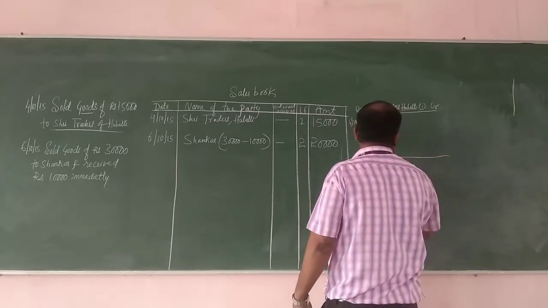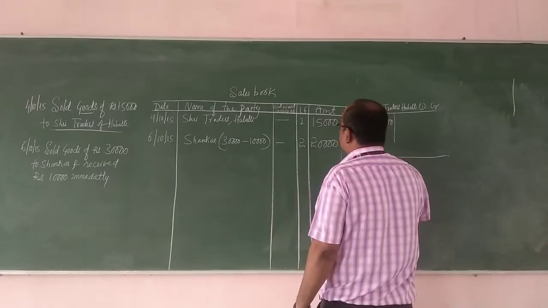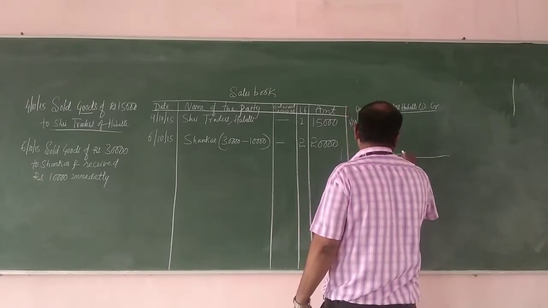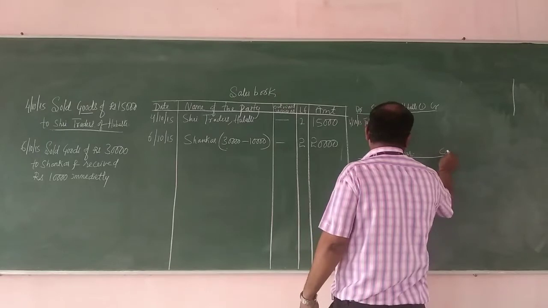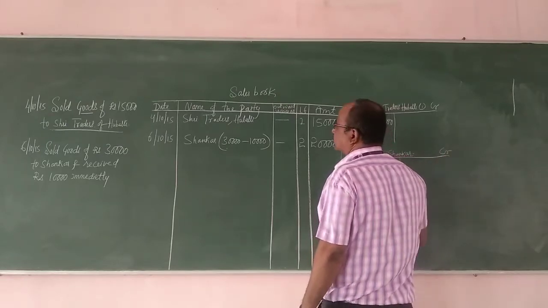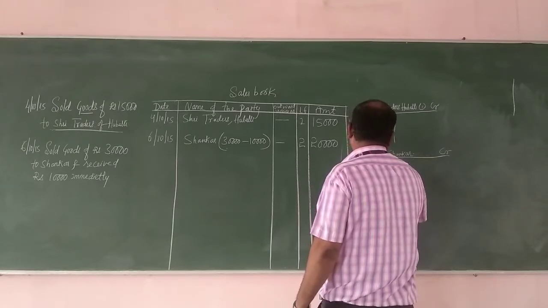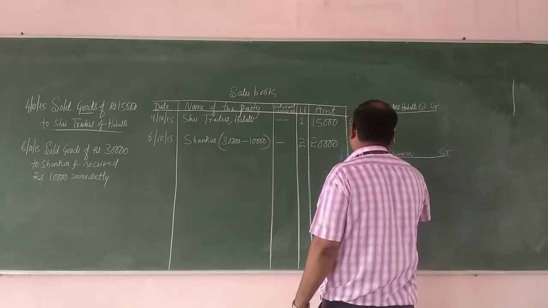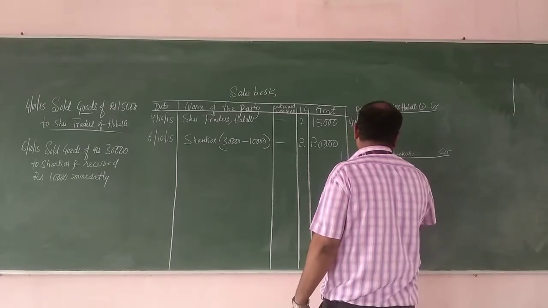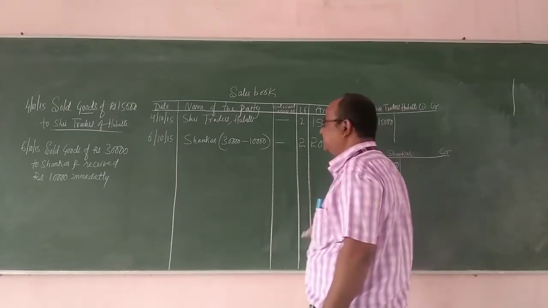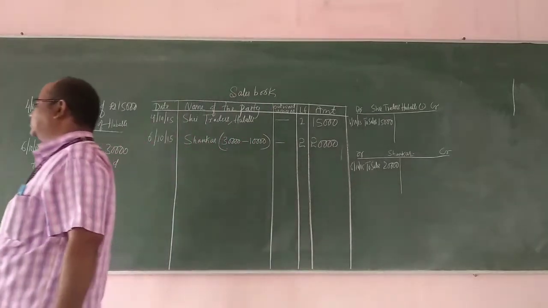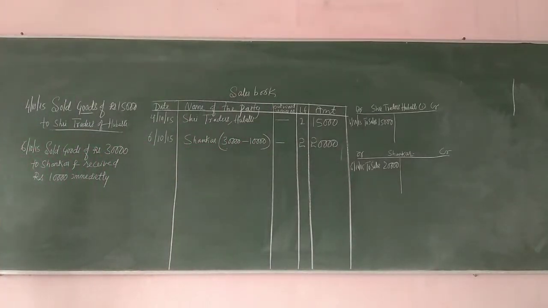We will open one more ledger, Shankar. 6/10, to sales 20,000. So let us take one more transaction now. 10/10/2015.